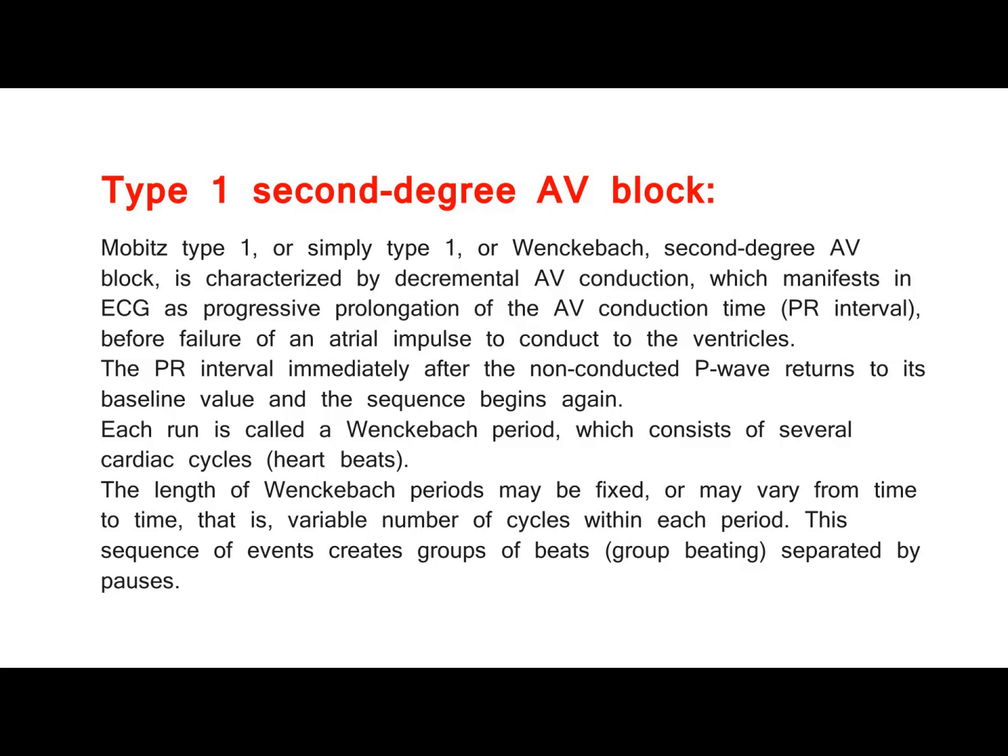Mobitz type 1, or simply type 1, or Wenckebach, second degree AV block, is characterized by decremental AV conduction, which manifests in ECG as progressive prolongation of the AV conduction time, PR interval, before failure of an atrial impulse to conduct to the ventricles. The PR interval immediately after the non-conducted P wave returns to its baseline value and the sequence begins again. Each run is called a Wenckebach period, which consists of several cardiac cycles, heartbeats.